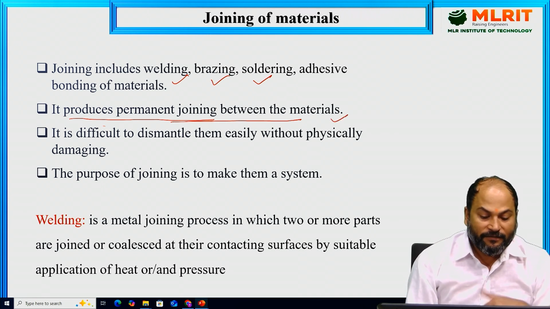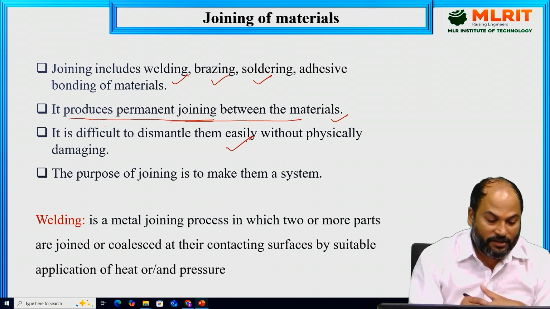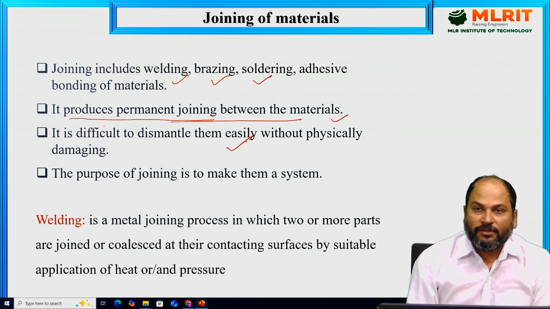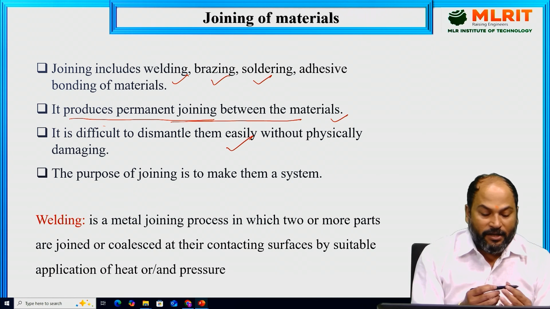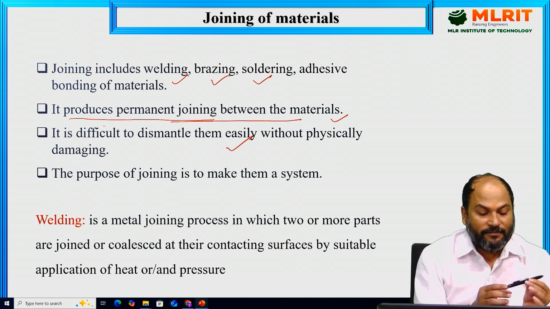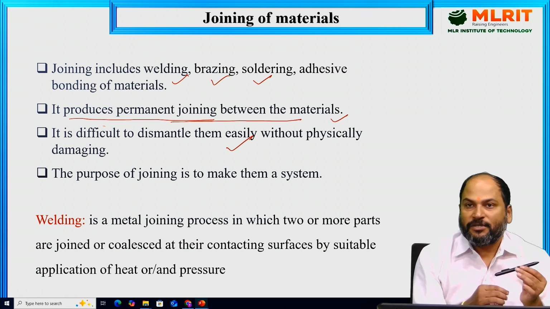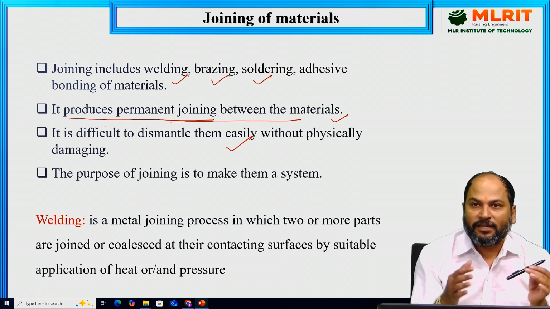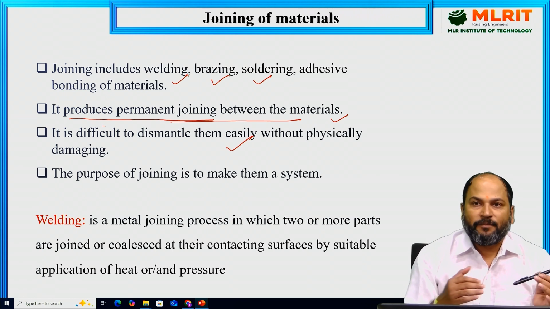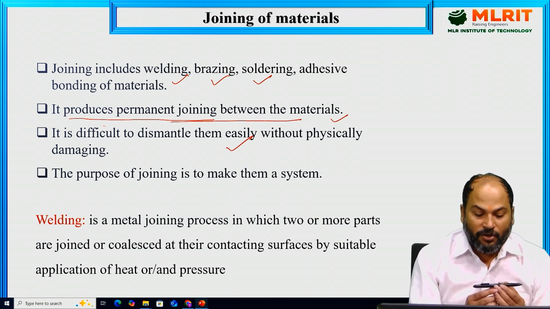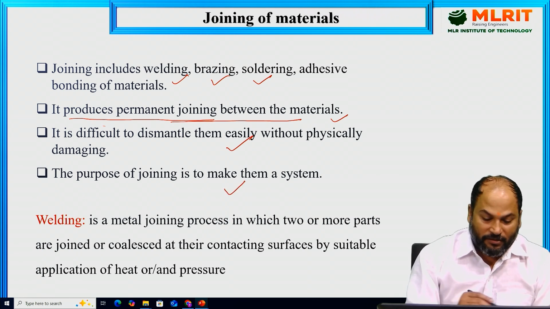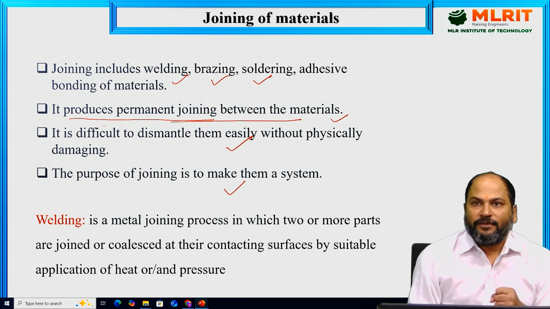Next is what is difficult to dismantle, and that we have already discussed. The purpose of joining is to make them a system. Suppose in this stylus itself, there is the cap, then this whole section, and then here one more part. So what is the purpose of joining? Joining is nothing but assembling different parts together to make it a system. So now we will start with the welding process.